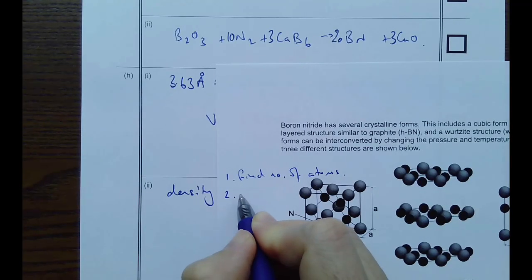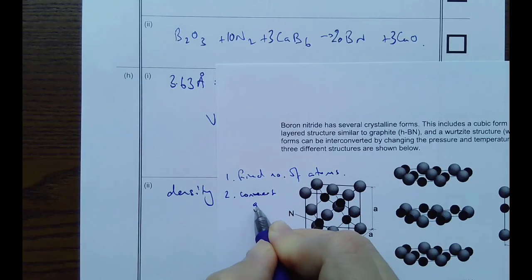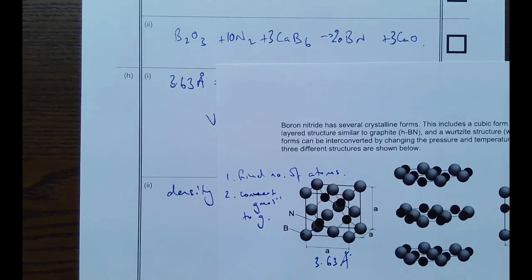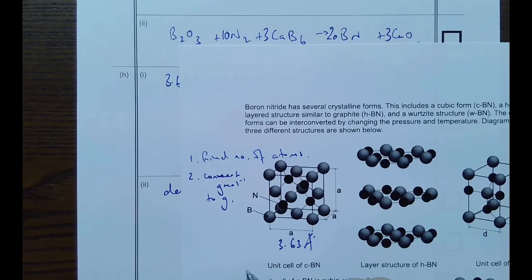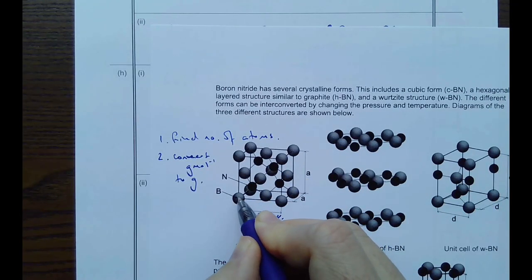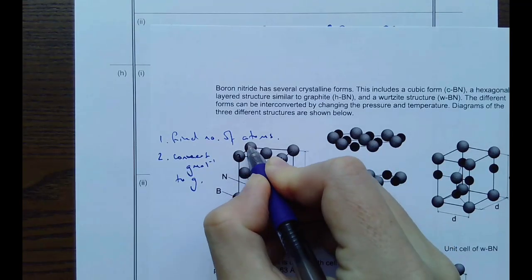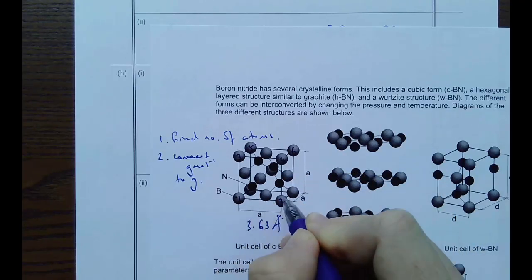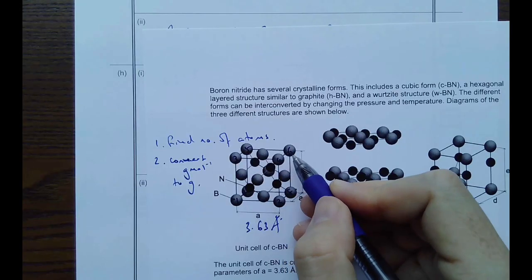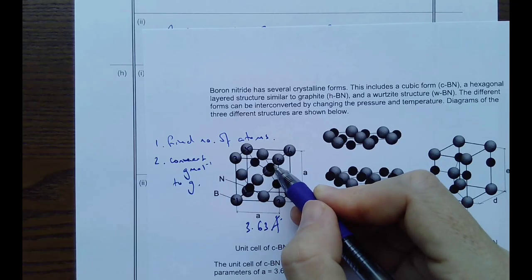Okay, and then two, I convert grams per mole to grams. Okay, so how many atoms of boron are inside this unit cell? Well, on the corners, I've got 1, 2, 3, 4, 5, 6, 7, 8. And each corner one has got 1/8 of a boron atom inside the unit cell.